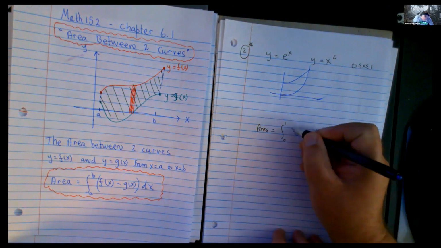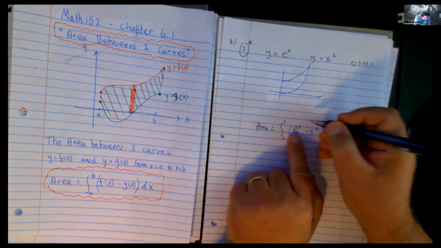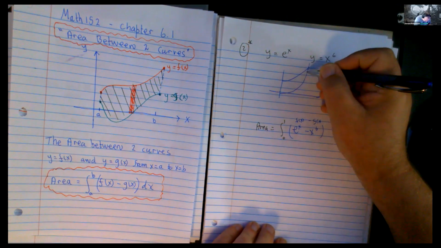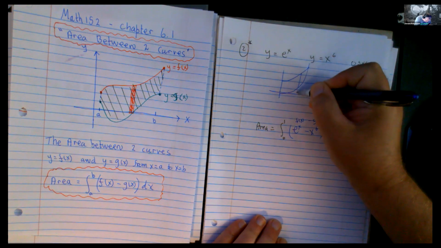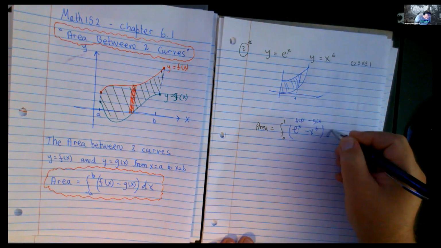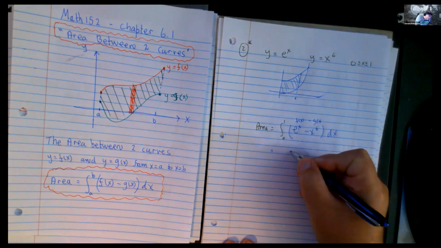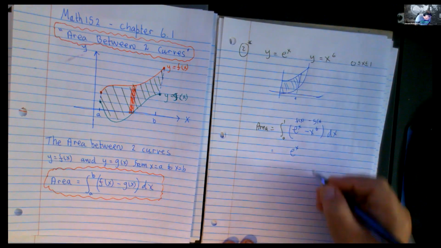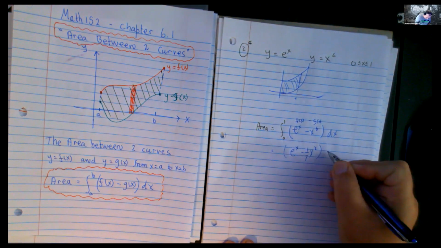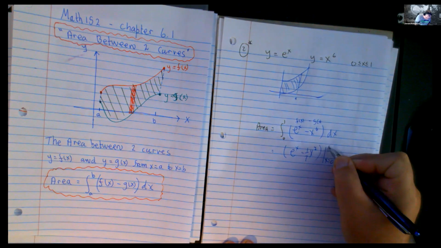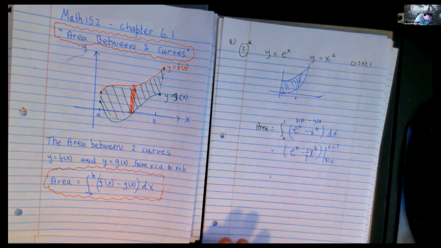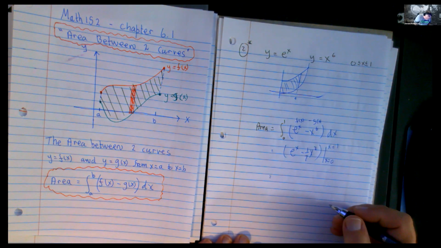Okay, so there's my f of x, take away my g of x. That's a very crude example of what we're doing. It's that little piece in there. The antiderivative of e to the x is e to the x, and we use the power rule for the other one, evaluated at x equals 0 to x equals 1. In this case we don't need to worry about intersections, but if we did, we could certainly use Desmos to find them.